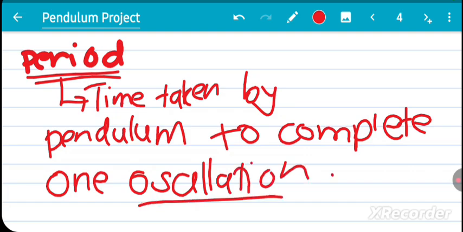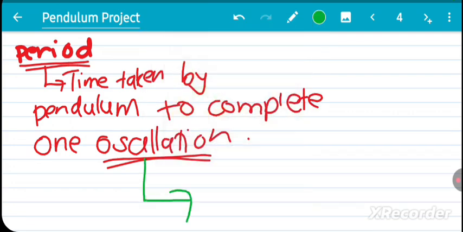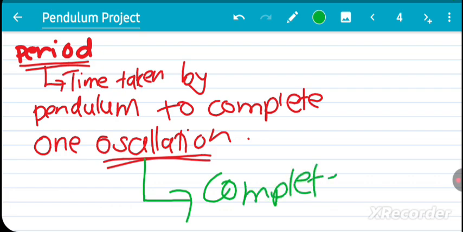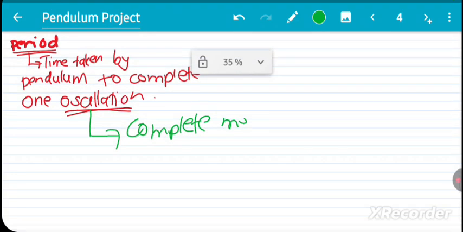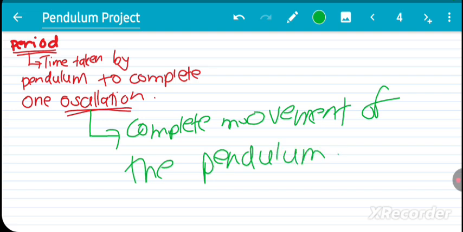But then here we are introducing yet another big word, oscillation, and then we have to explain what an oscillation is. A complete movement of the pendulum. You want to make this accessible, but not too detailed here in the theoretical background, but accessible to someone who's not in the field. So period, time taken by pendulum to complete one oscillation. An oscillation is a complete movement of the pendulum.